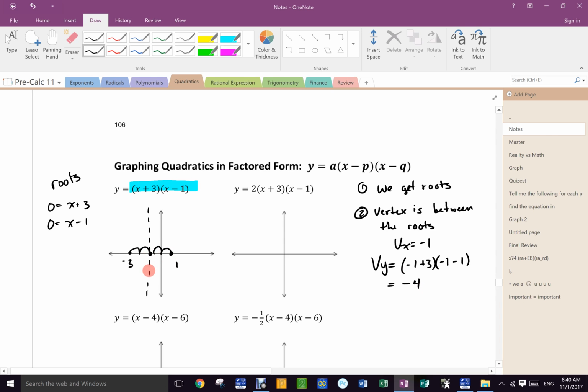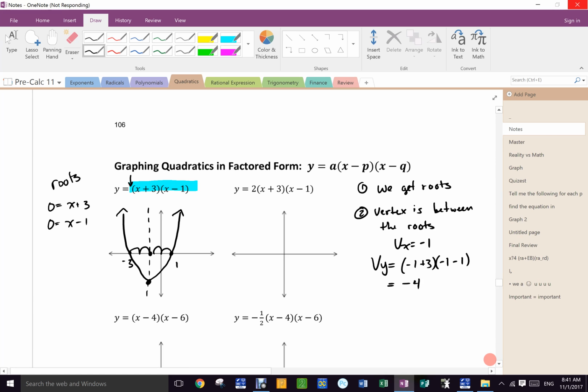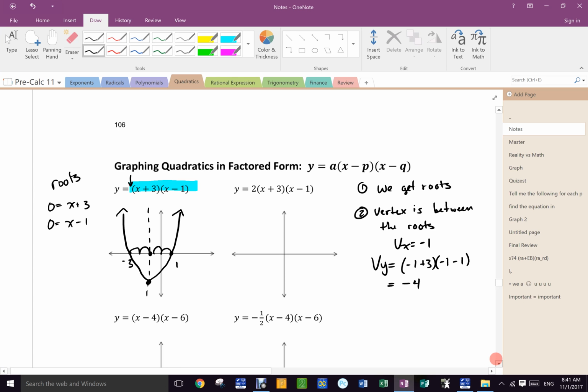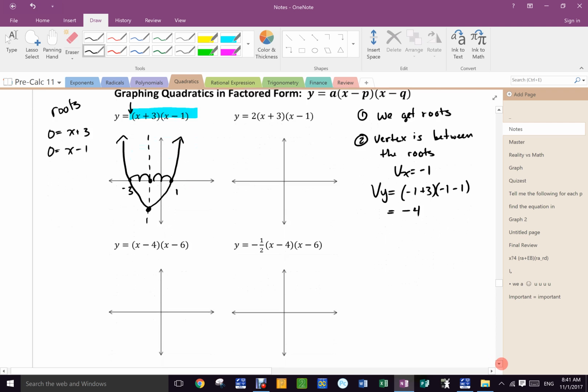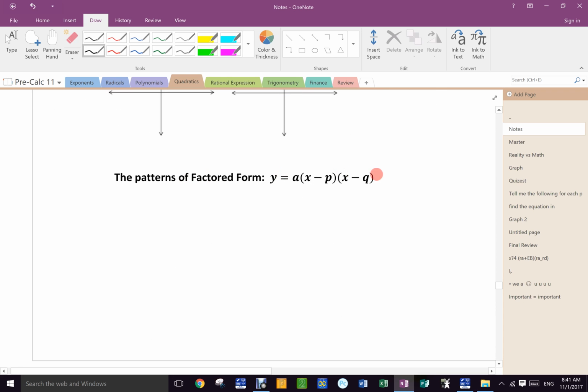So -1, and I go down 1, 2, 3, 4. There's my vertex. And since there's no a value, I know that this just follows the normal curve. Everybody cool? All right, so now I'm going to slide right down to the bottom of this page, and talk about the 3 things that we just learned from this form, because it says right there, patterns. So what are the patterns we know from here? 1, the roots. The roots exist where? When x minus p equals what?